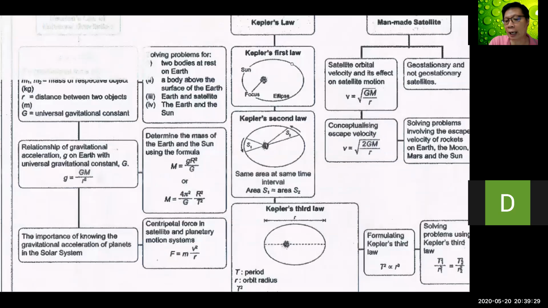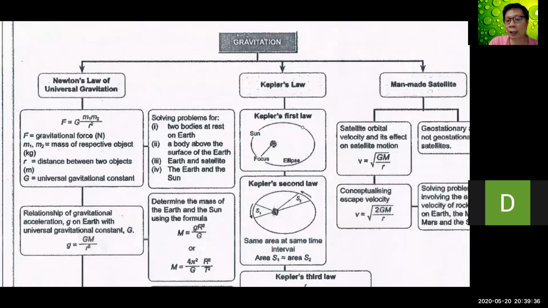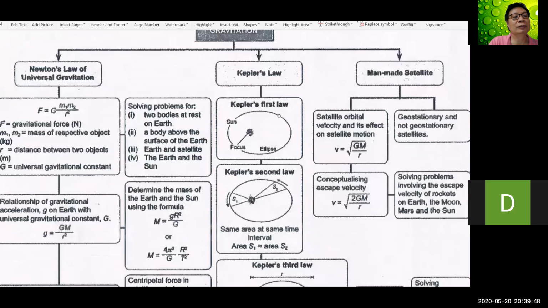Basically, this topic, gravitational. In this topic, you learn. Hold on. Let me take out a pen first. Okay, I want to take out a pen. A moment.